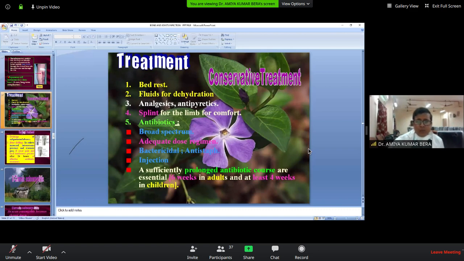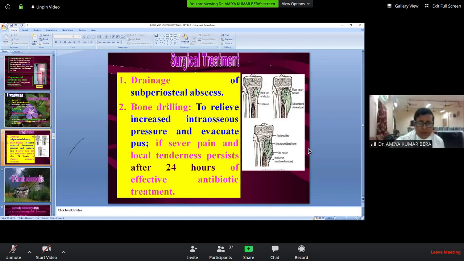What is the role of surgery? It is the drainage of the subperiosteal pus. The surgeon's knife within a few minutes can relieve billions of bacteria, and therefore the body's load of toxic material is reduced, and antibiotics will work better. Bone drilling, already discussed, is done to relieve increased intraosseous pressure, particularly if subperiosteal pus is not found but all the clinical criteria of osteomyelitis are fulfilled, particularly after 24 hours of effective antibiotic treatment.